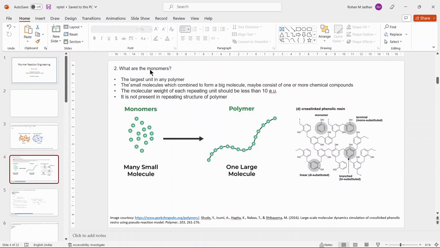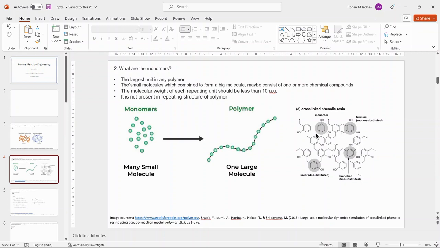The next question is: what are these monomers? Monomers are the smallest molecule in the polymer chain. Here you can see small monomers forming a large molecular chain. The molecular weight of each repeating unit should be less than 10 units. This is just a condition placed on the weight of a monomer, but it is not a hard and fast rule for any polymer. So the correct answer would be the second.